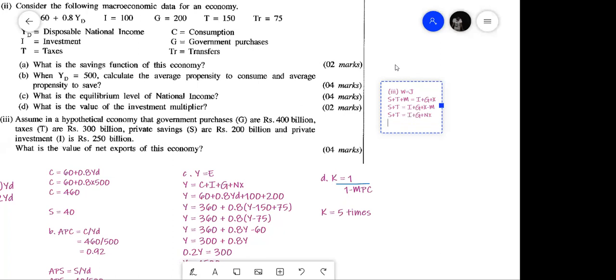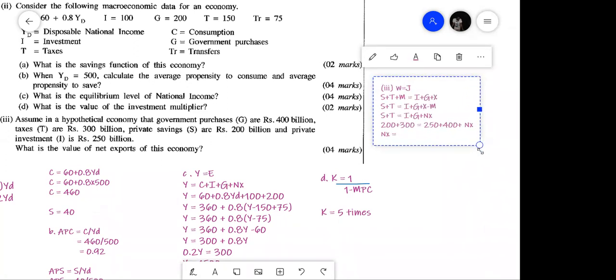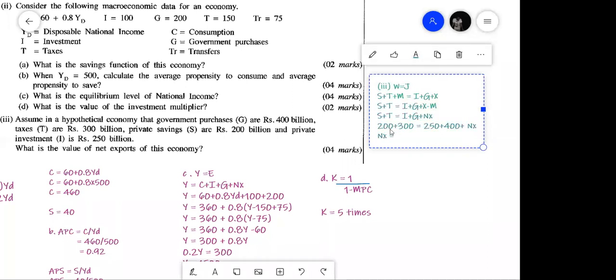So savings is how much? They're saying it's 200. Taxes, they're saying is 300. Investment, they're saying is 250. Government spending, they're saying is 400. So work things around. How much do we get for net exports? How much in net exports, guys? The basic math. Someone, anyone? Is it a plus 150 or a minus 150?